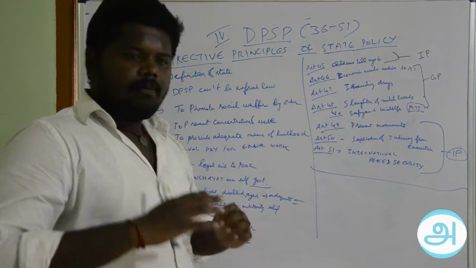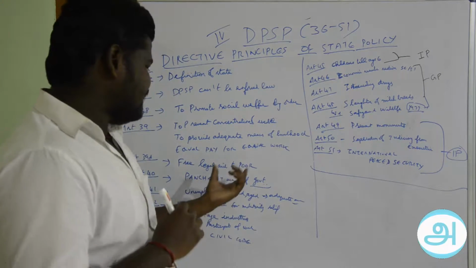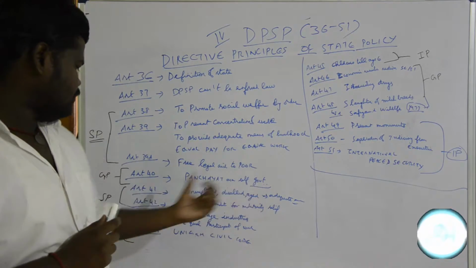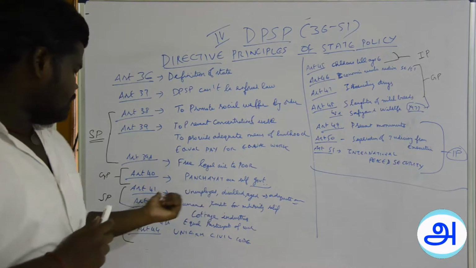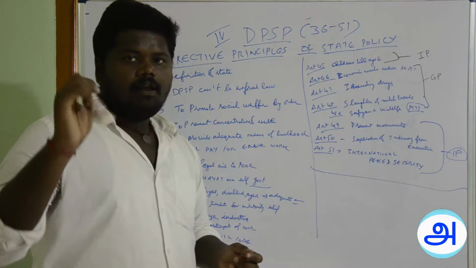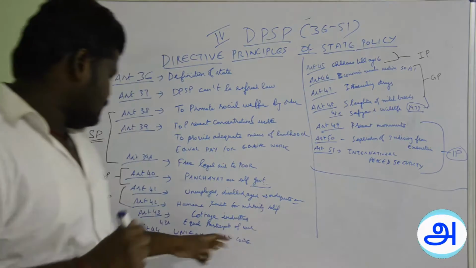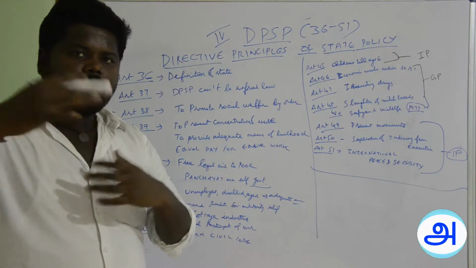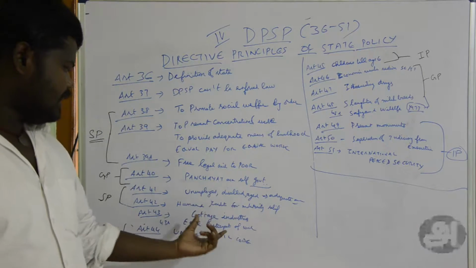To go for now, panchayat is a unit of self-government, right? Then the unemployed and disabled child should be helped; that will be Article 41. And Article 42, humane conditions for maternity leave. So for maternity leave, they are doing that. Then 43, cottage industries.